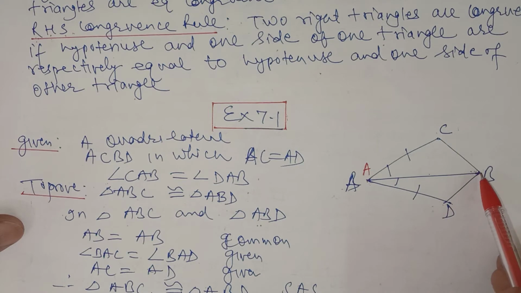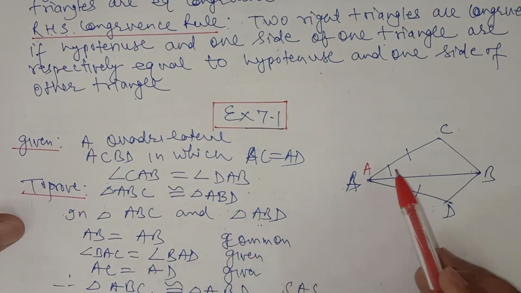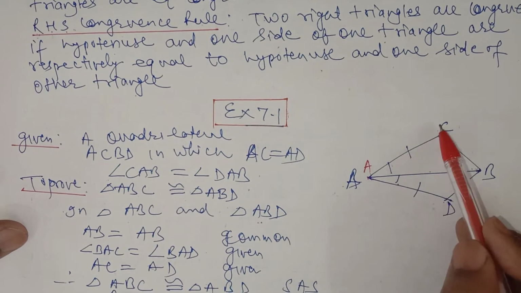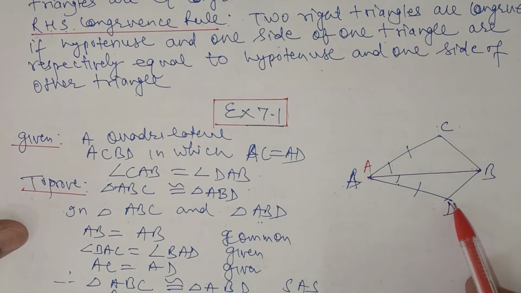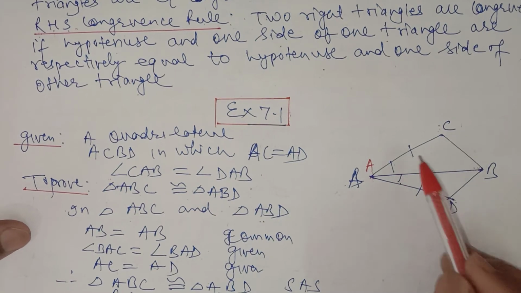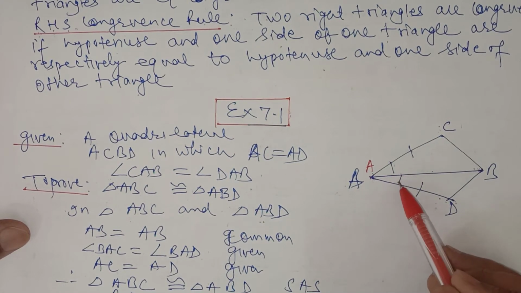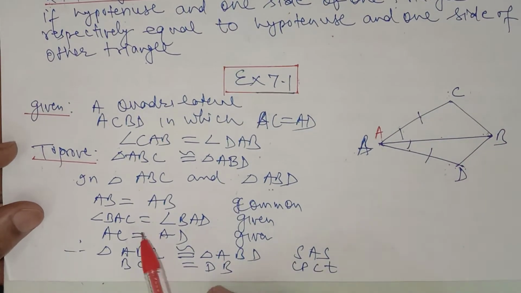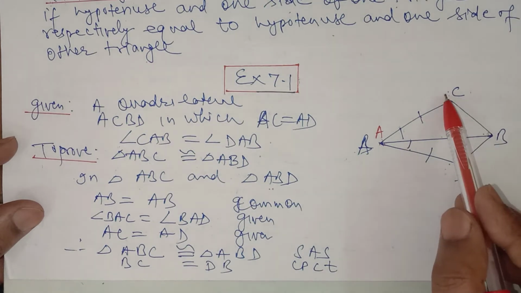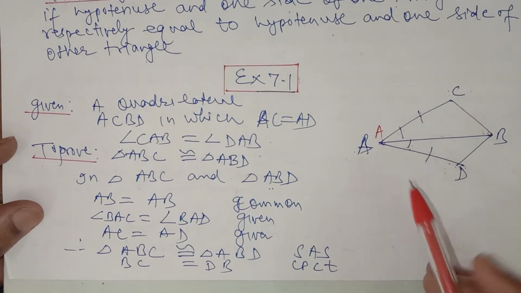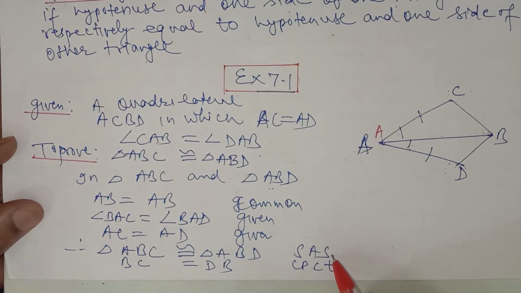is equal to angle BAC. This is given, that this angle is equal to this angle, and AC is equal to AD, it is given. Now, side angle side. So side angle side, we have proved that they are equal. So these triangles ABC and ABD are congruent by the side angle side congruence criteria, the SAS Congruence Rule.